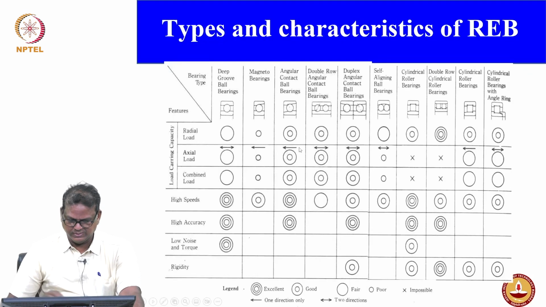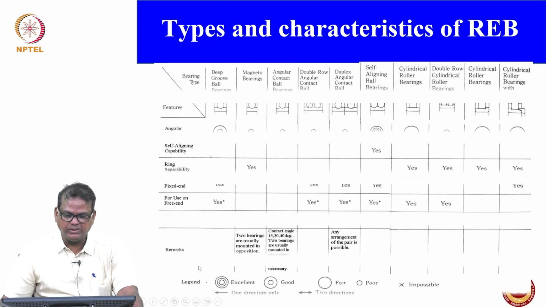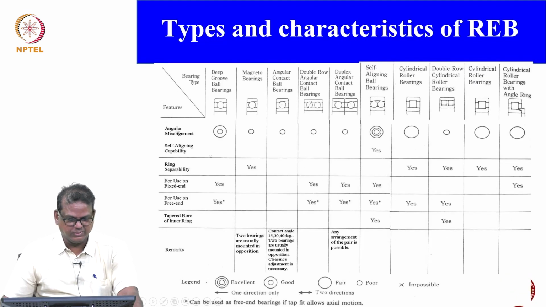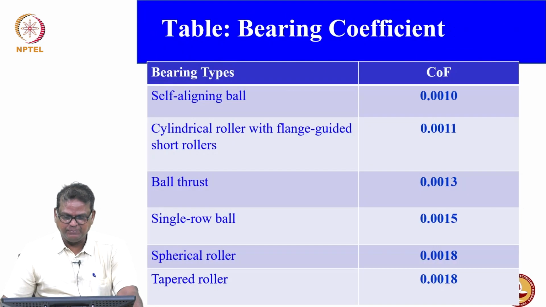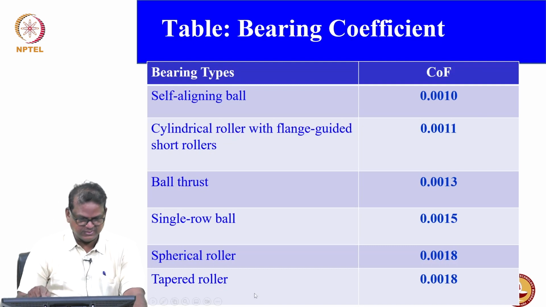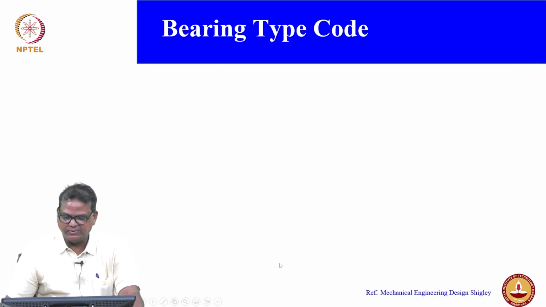This is a chart for understanding various aspects: radial load, axial load, combined load, high speed, high accuracy, noise, and rigidity. Similarly, you can see for other bearings also the angular misalignment, ring separability, use fixed, and all these aspects. These are self-explanatory, so I'll skip. This is a question of friction. It depends on the application and what type of bearing you are going to use, because this is very important for your bearing loss.